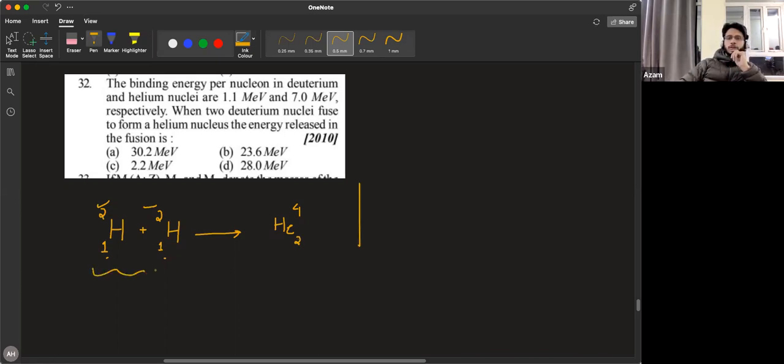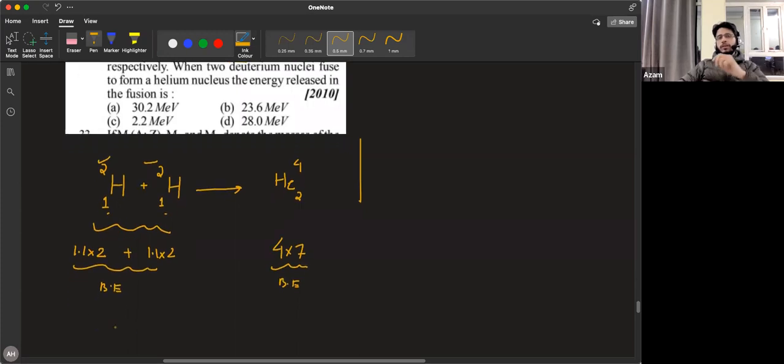So let's calculate the energy of the reactant. See, the binding energy per nucleon in deuterium is 1.1 mega electron volt. So the total binding energy will be 1.1 multiplied by 2, because deuterium has two nucleons, mass number is 2. Similarly here, 1.1 multiplied by 2. This is the binding energy. And for helium, the energy per nucleon is 7 mega electron volt, so this will be 4 into 7. This is the binding energy of two deuterium, and this is the binding energy of helium.